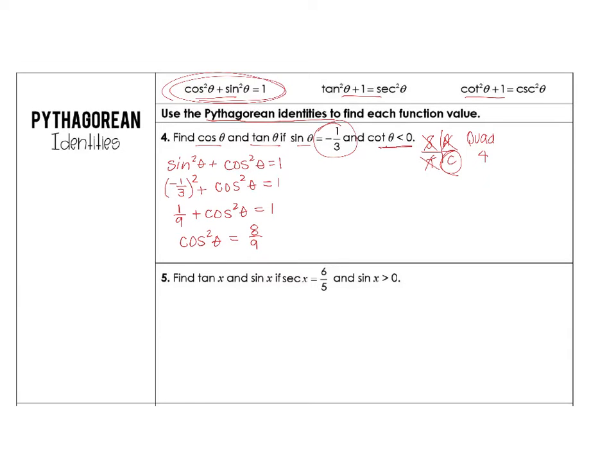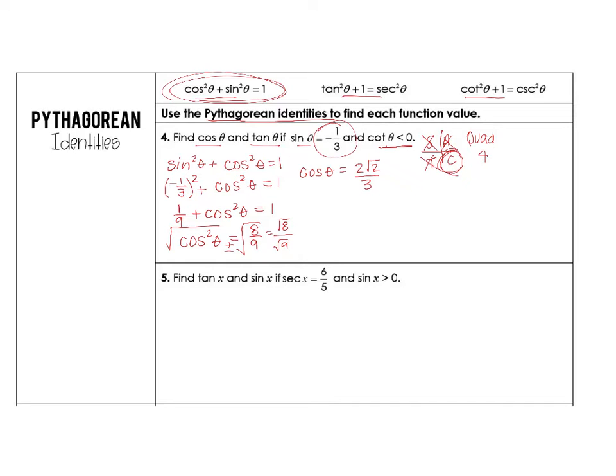Now I need to take the square root of both sides, and we will get plus or minus here. But we were told that we're in the 4th quadrant, so we know we're going to take the positive version. So cosine of theta is going to be the square root of 8 over the square root of 9. And if you simplify the square root of 8, you have 2 root 2 over 3. So now we know what cosine of theta is. Now we need to go find tangent of theta.